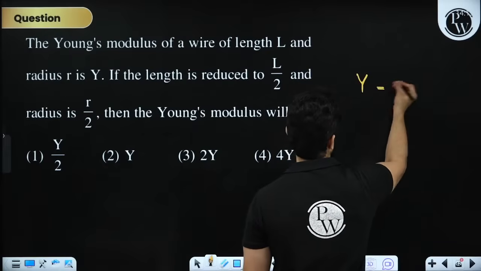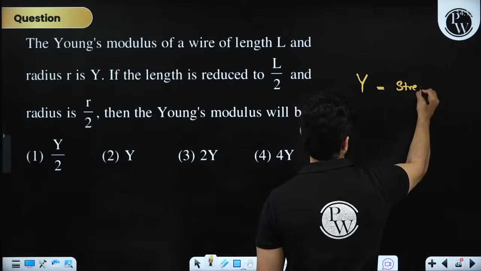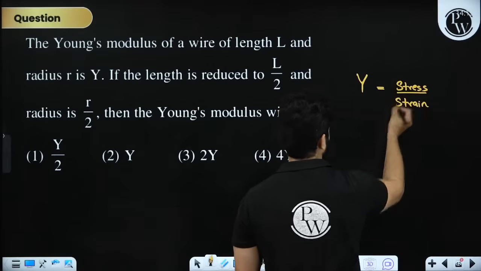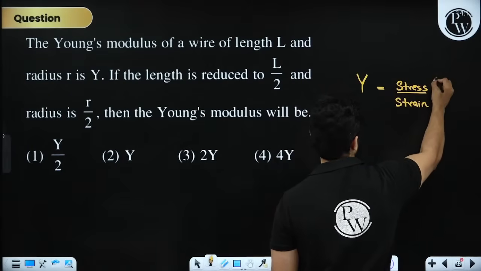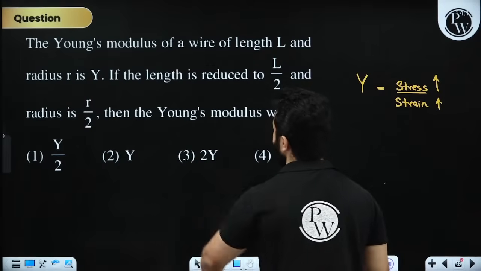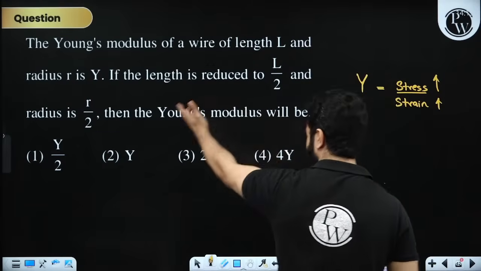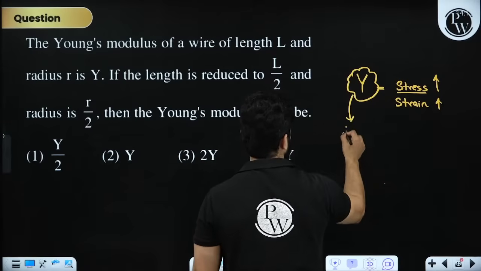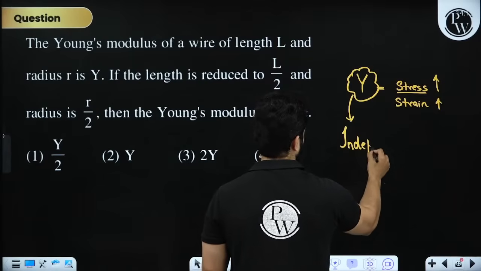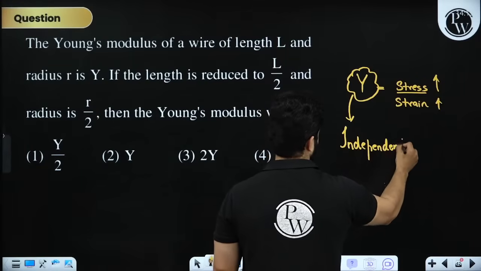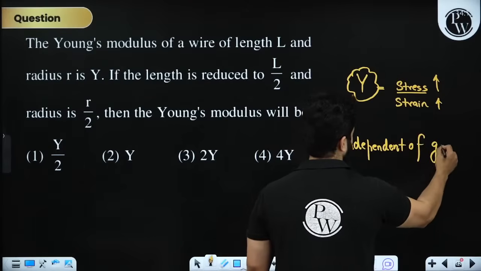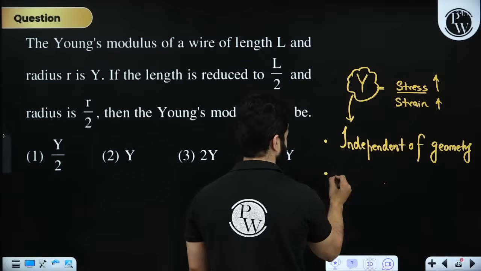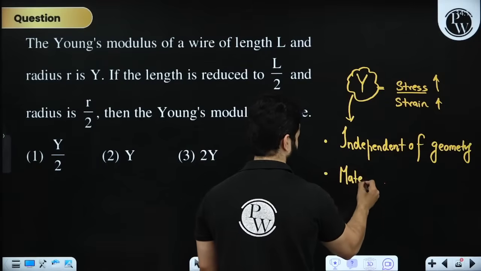Y is equal to stress upon strain, right? Stress is directly proportional to strain. If stress increases, strain will increase. If somebody says that if length is reduced or radius is reduced, Y will change, that doesn't mean Y will change. It is independent of geometry. It depends upon the material. It is material dependent.